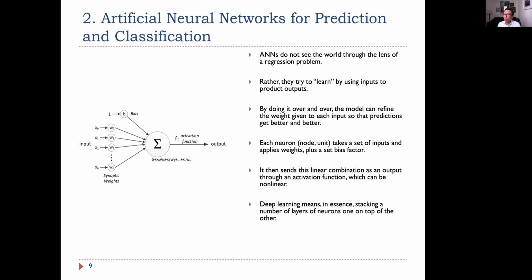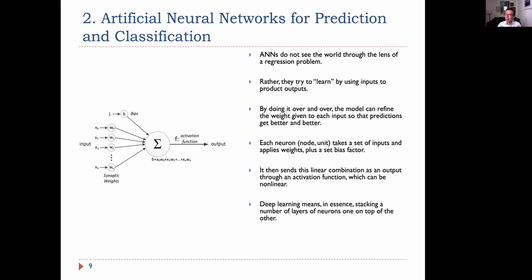Okay, then once we've made the combination, we've got an activation function that passes that combination to the output. So the way in which all of this works, you'll notice that there's no regression problem anywhere in this. It doesn't look like ordinary least squares. It's got very little relationship to ordinary least squares. What we're trying to do is to learn by using inputs to produce outputs.